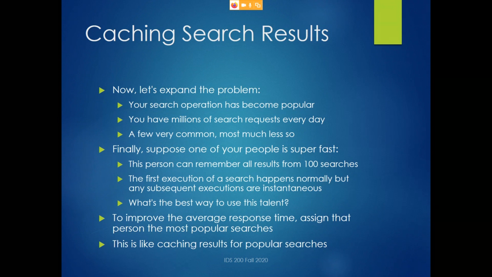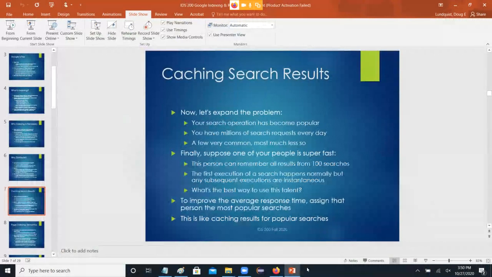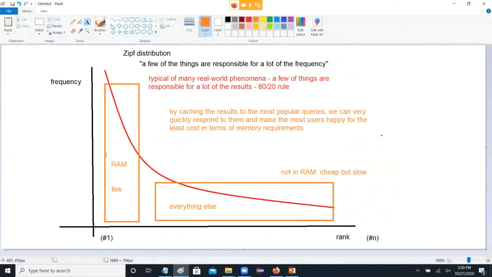And this is exactly what caching results for popular searches is. You have part of your system that is blindingly fast, which is RAM, and you can store all the results and immediately retrieve them without looking at any hard drives at all. On the other hand, everything else, well, you don't have a team that's all blindingly fast, so these other guys, you use them for the slower searches. They're not that common, and you're not making that many people happy if you store them in RAM, so it's better to use that capability on the most popular searches.